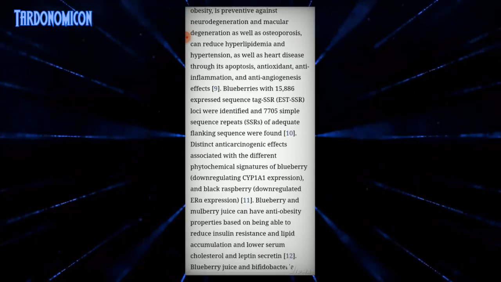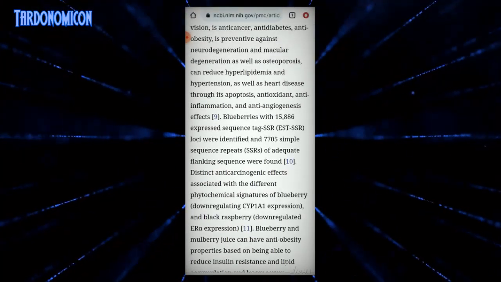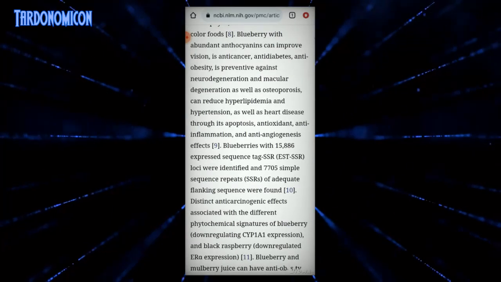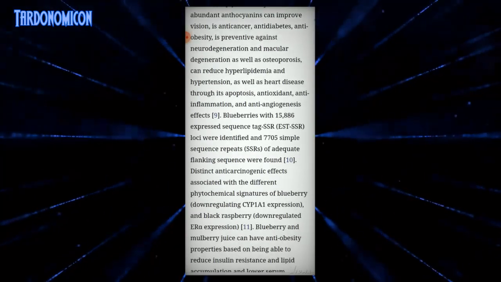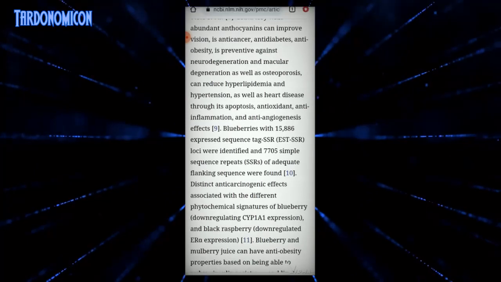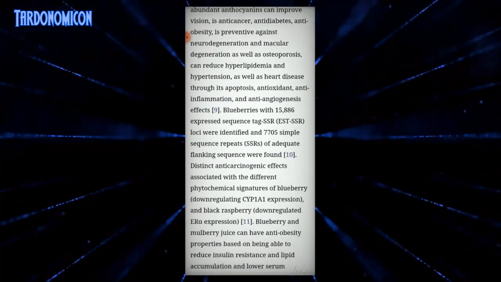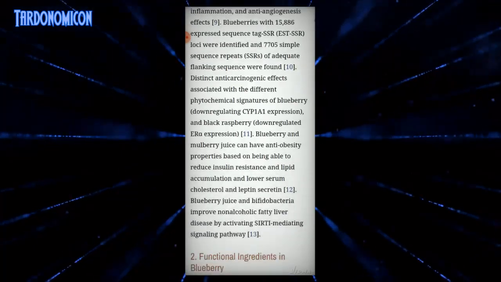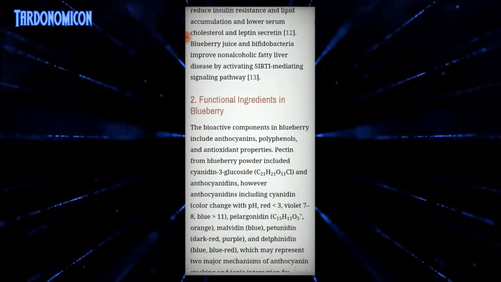Blueberries. Now remember, if you watched my videos on Bernardo Lapayo, he recommends that blueberries are the best berry, or blueberries are tops, I think he says. Okay. Functional ingredients in the blueberries.